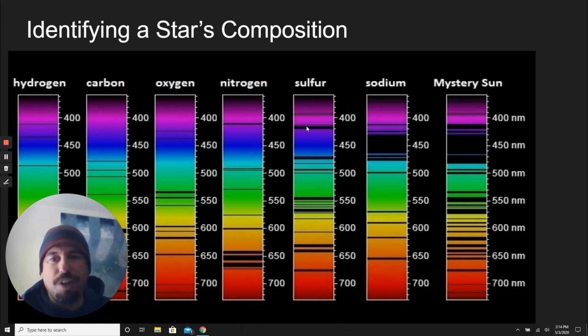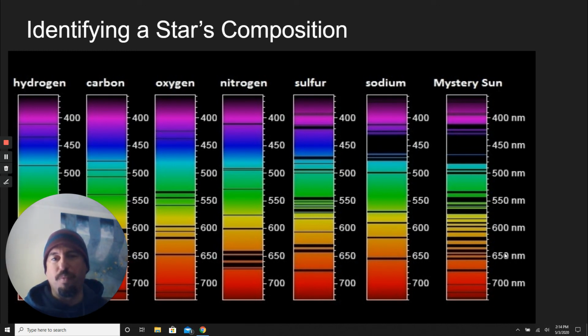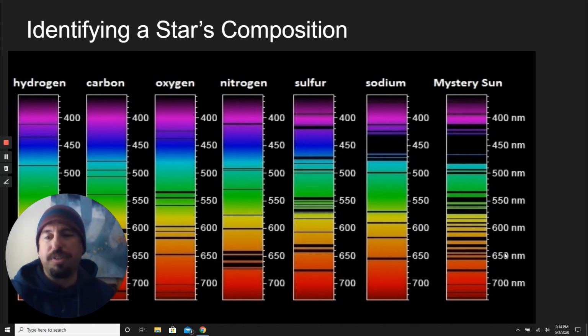And so we can go through and we can look at all of these right here. This double band is unique to sulfur, and our mystery sun has it. So our mystery sun has sodium, sulfur, and oxygen. And so we can kind of use this because these are known, and we can use it to identify what elements are in our mystery sun. So this is how we know what elements are being produced in stars and what stars are.